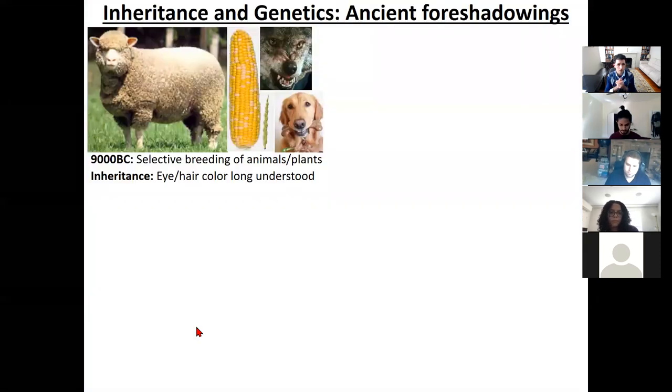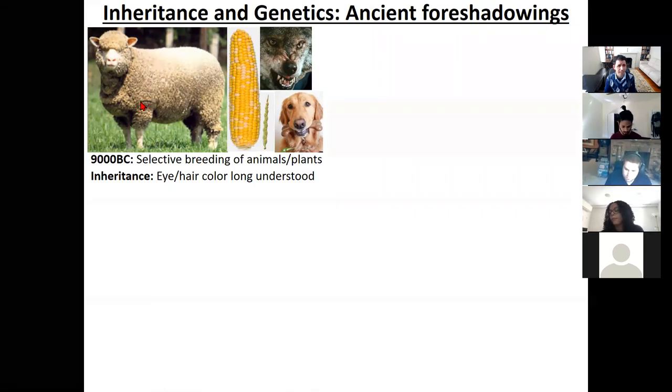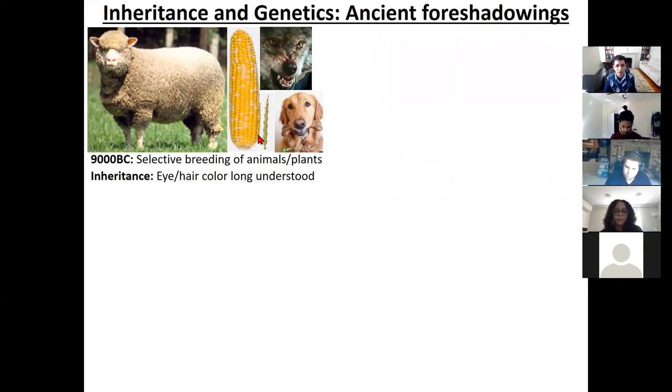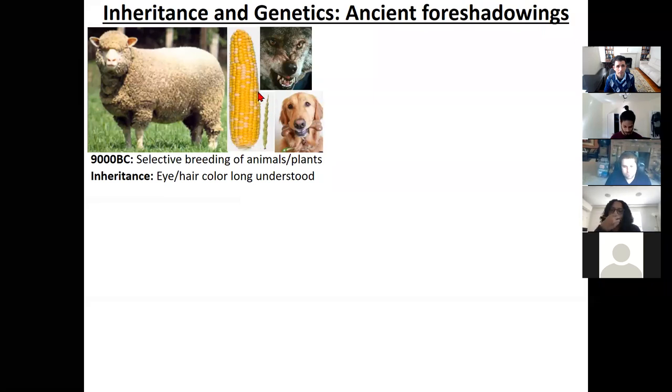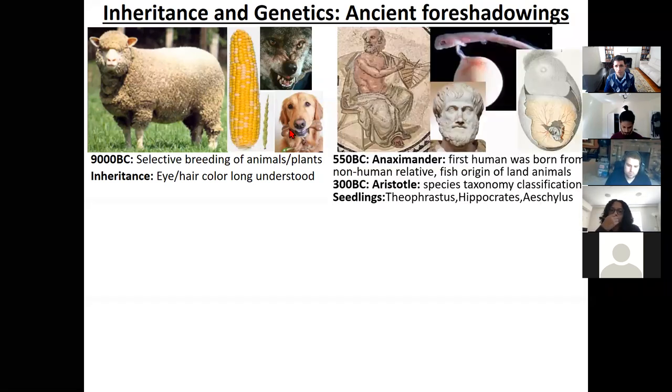scales. So inheritance has been understood for a long time. We've been basically selectively breeding animals and plants for a long time. We basically went from, you know, animals that will eat you to man's best friend. We've selected both animals and plants for their traits. This is what corn used to look like. I think it was known as teosinte, and it's completely inedible. And of course, it's a major source of food today.